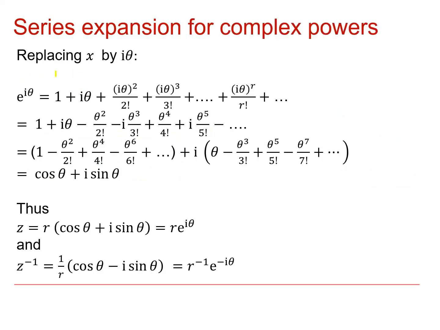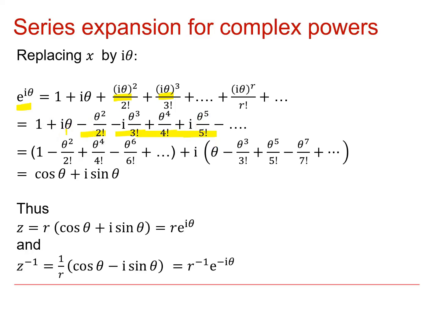Let's have a look at replacing x by i theta in e to the x. So I'm going to look at e to the i theta. Well, this is just plugging in i theta in place of x in that series expansion. And if I now sort out what happens, i theta all squared is going to give me minus theta squared. i theta all cubed is going to give me minus i theta cubed, and of course I've still got my denominators coming through here. When we wrap round to i theta to the 4, it goes back to being positive, and plus i theta to the 5, and so on.